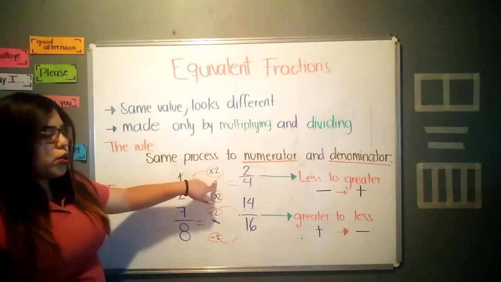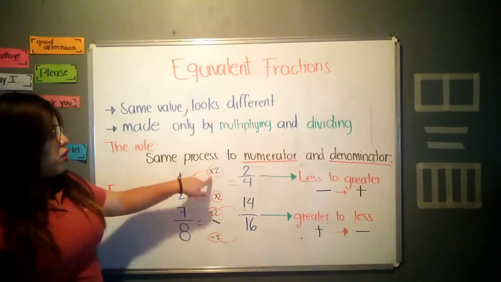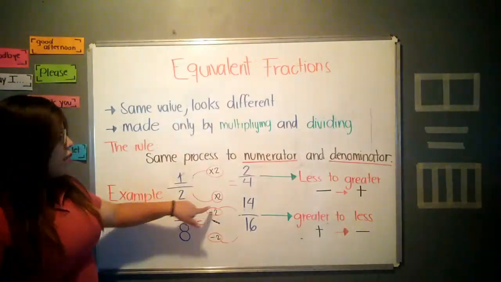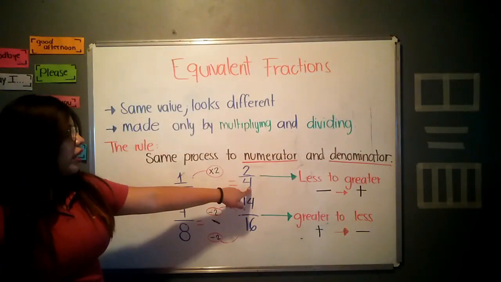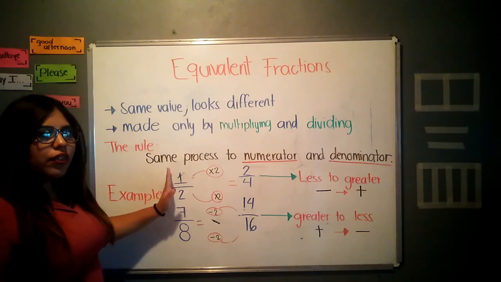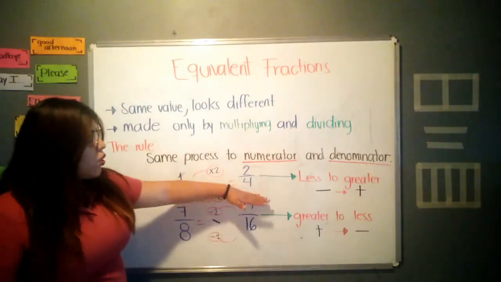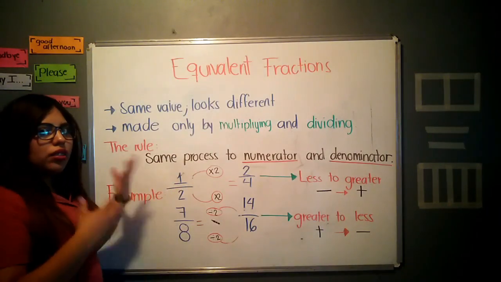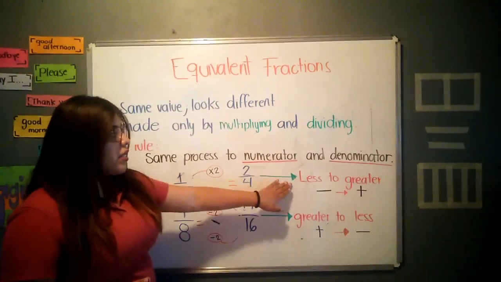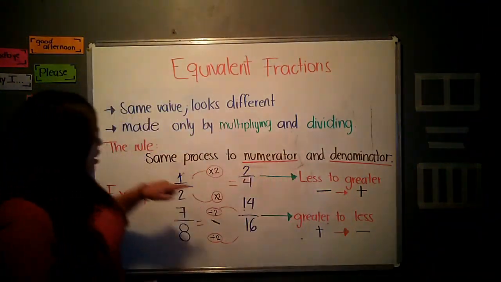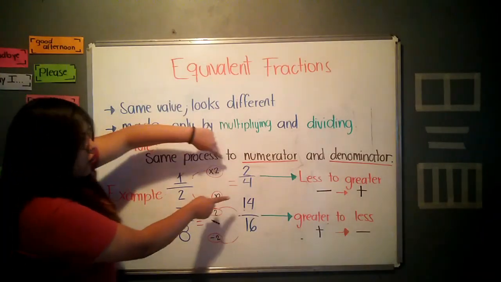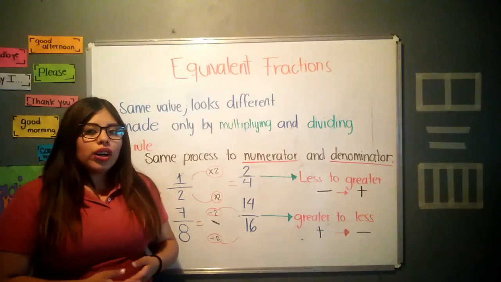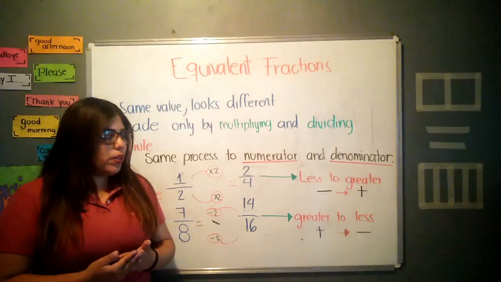In this case, 2. 1 times 2, it's equal to 2. 2 times 2, it's equal to 4. So 1/2 is equivalent to 2/4. And as you can see here, we are going from less to greater. The next example is for the dividing method.